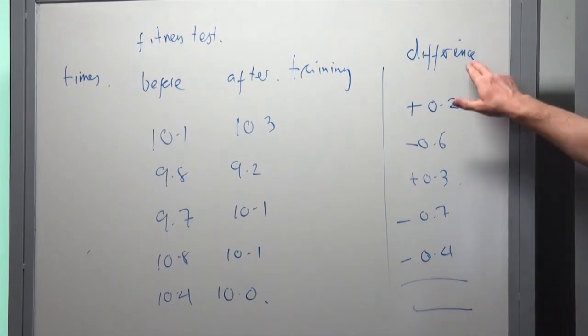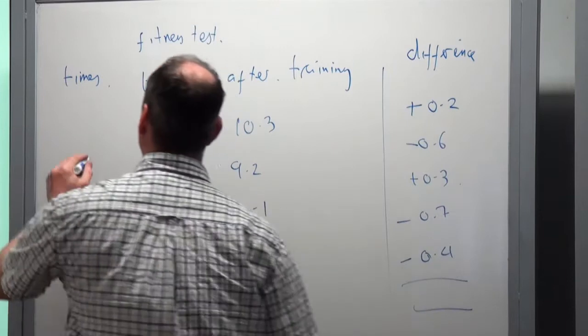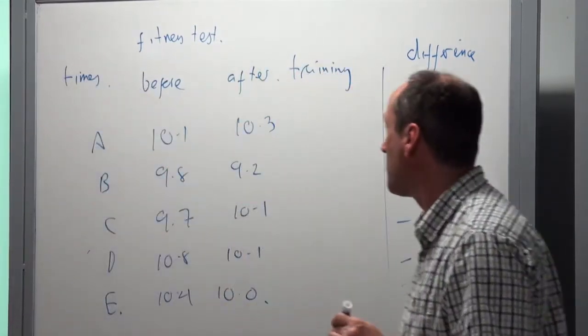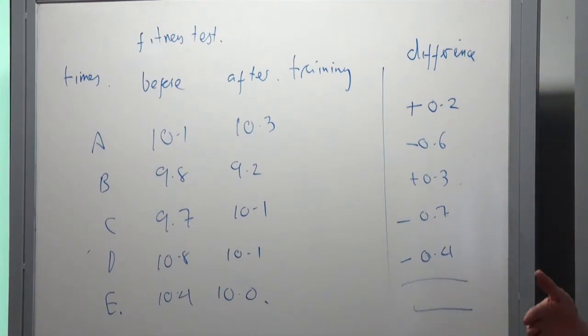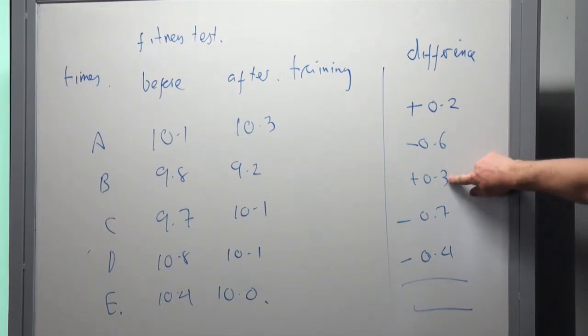So that's the difference. Here we've got the times for person A, person B, person C, D, and E. And again, I know I'm saying this over and over. Sorry, go ahead. 0.3, isn't it 0.4? Third one down. Oh, yes.